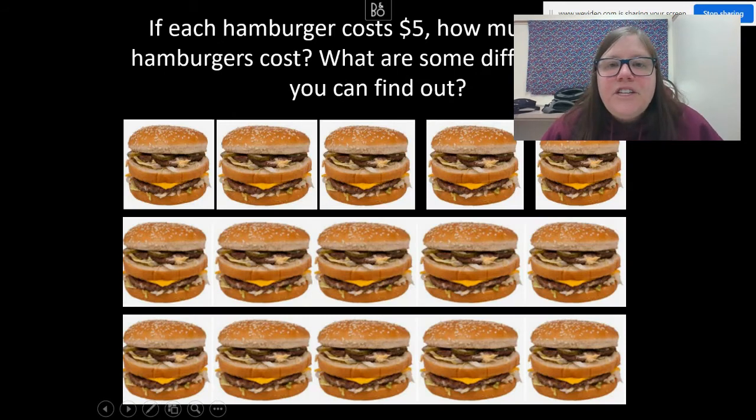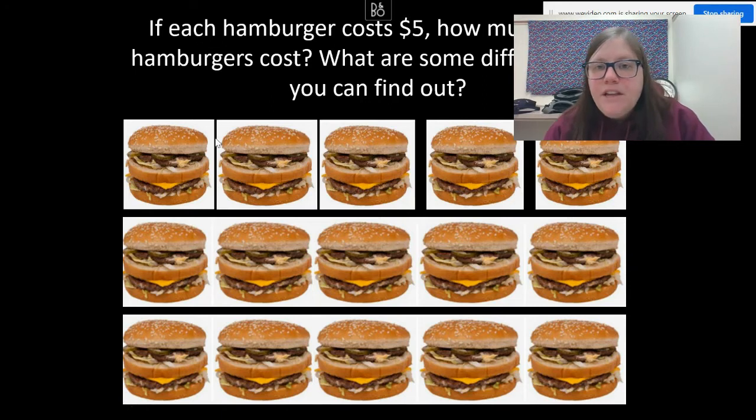All right, so if each hamburger costs $5, how much do the 15 hamburgers cost? What are some different ways you can find out? So here they have all the different hamburgers. They have them bunched together. Think about some ways. If you can think of a different way than what we've been talking about, feel free to share that with me.